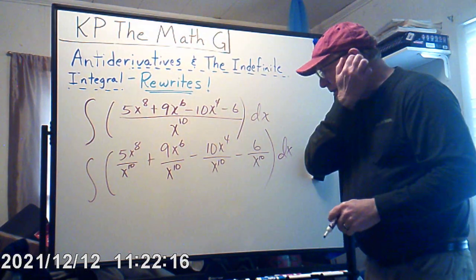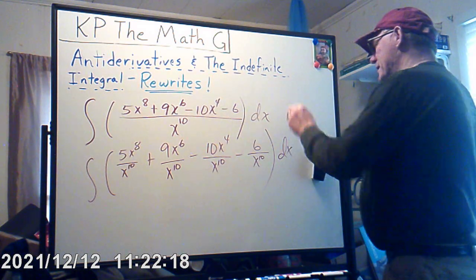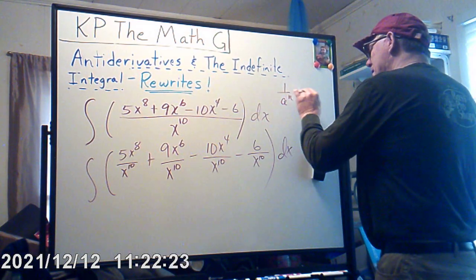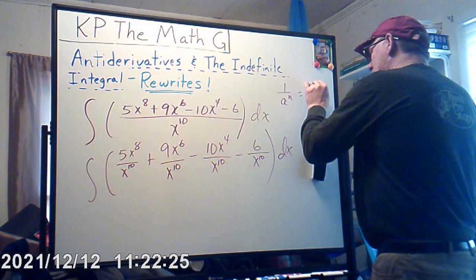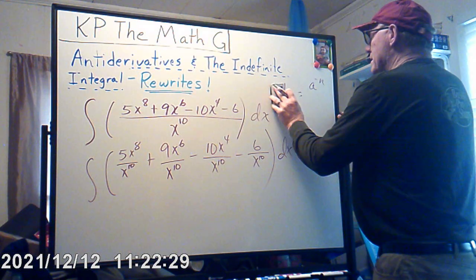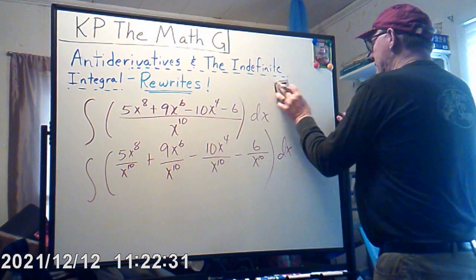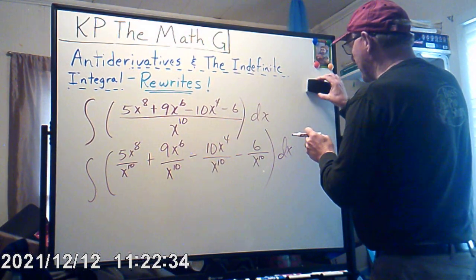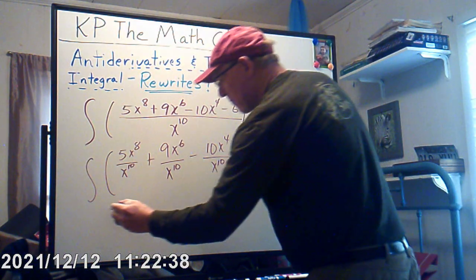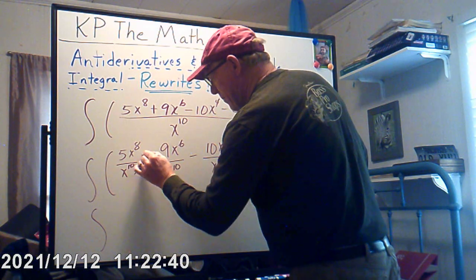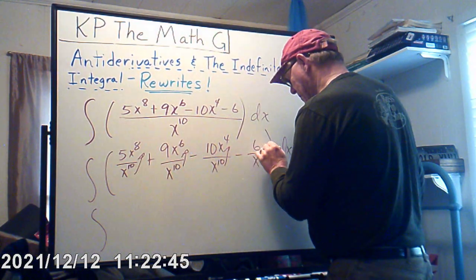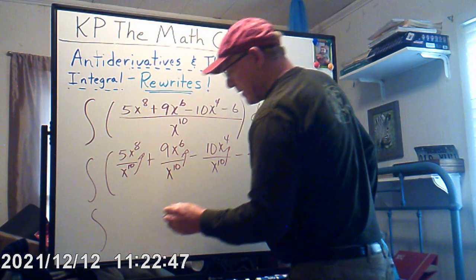Now there's another rule that says if I have 1 over a to the n, that's equal to a to the negative n. And so that's what I'm doing here. We're saying that n is a positive exponent, and it is. I'm going to bring this up here, here, here, and here. And here's what I'm going to have.